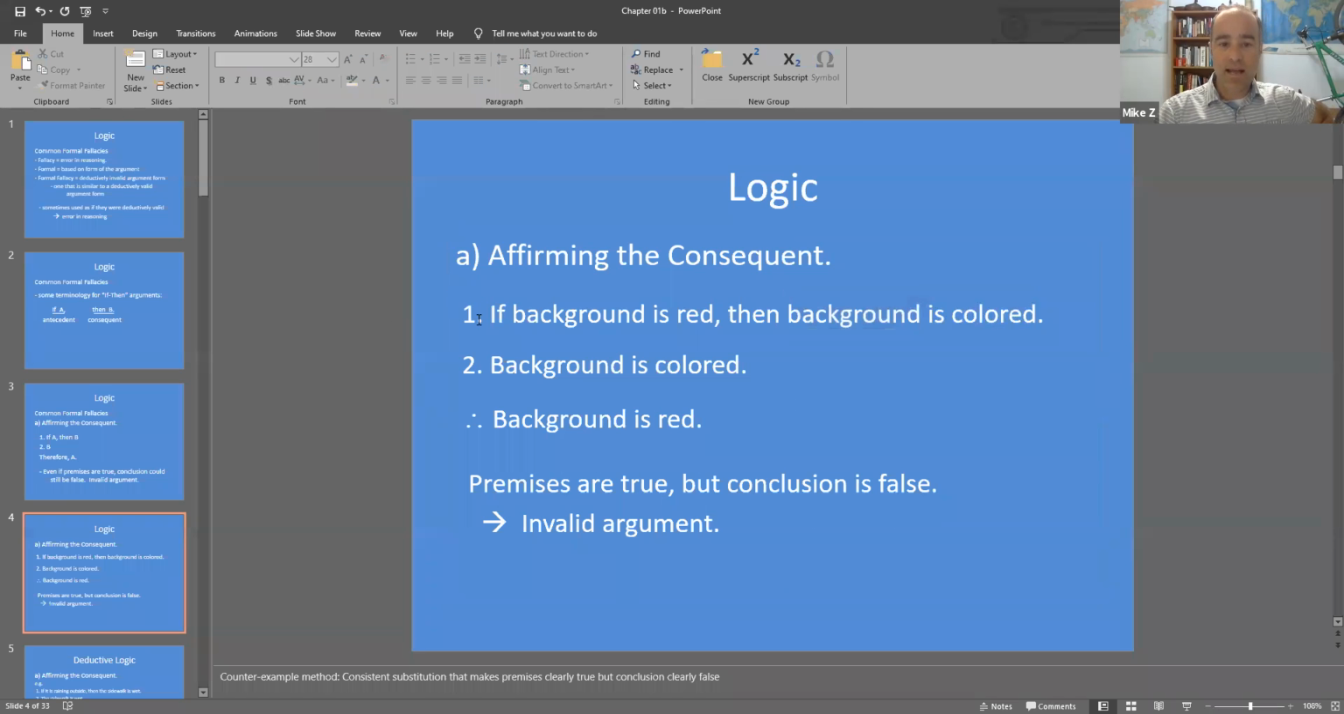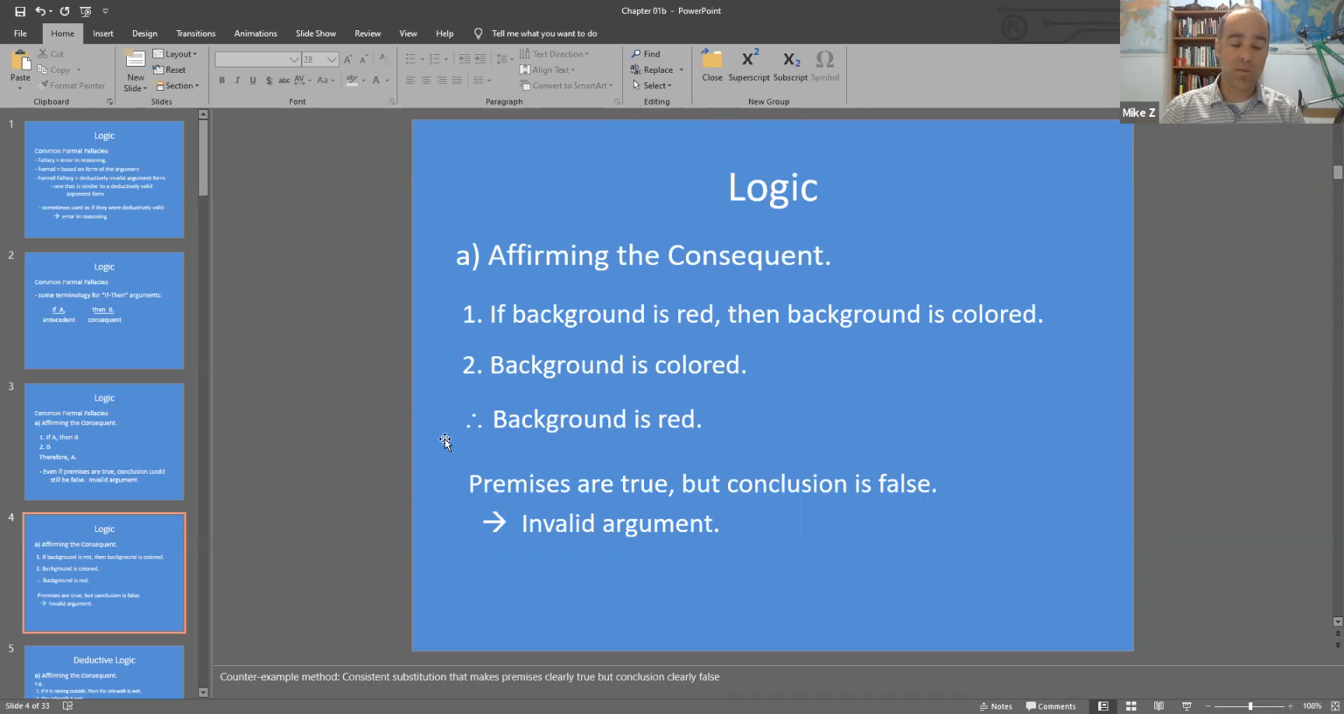And so these premises could be true, right? If the background is red, then the background is colored. Okay, that seems true. And think of the background of this very slide that we're looking at right now. If it's red, then it's colored. Okay, yeah. The background is colored. Well, sure looks colored to me. So therefore the background is red. Obviously false. And so we've got a situation where the premises are true, but the conclusion is false. And that's pretty much the definition of an invalid argument.